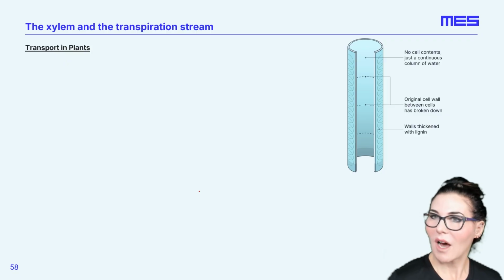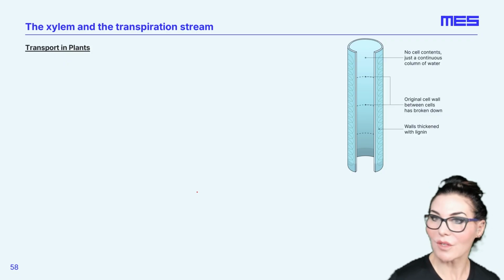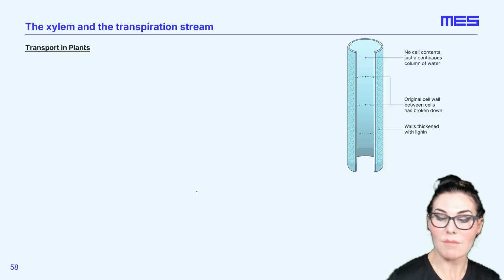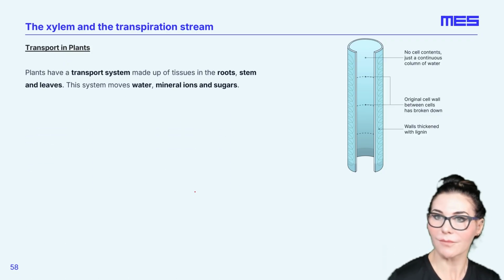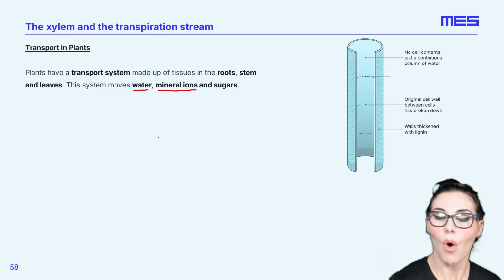Transport then. We're going to have a little look at how the xylem is adapted for its role in water and mineral ion transport. Now the plant's transport system runs right through it, from roots into the stem into the leaves, and there are many things that need to move through that system: water, mineral ions, and also sugars. The xylem's role is to move water and mineral ions up the plant.